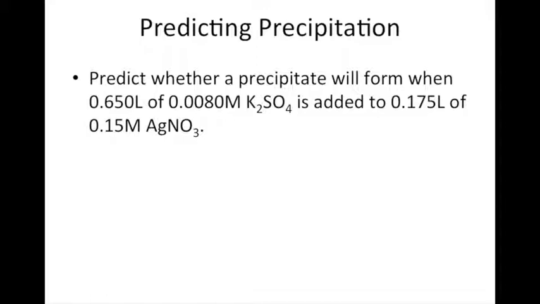So let's look at another problem. Remember, if you need a KSP value, you can refer to the appendix in your textbook or the internet. So read this problem, pause the video, follow the steps we just went over, and see if you can determine whether a precipitate will form. Pause the video and give it a try.